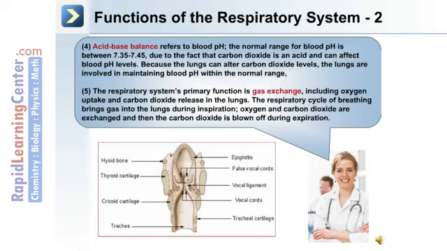The respiratory system's primary function is gas exchange. This includes oxygen uptake and carbon dioxide release in the lungs. The respiratory cycle of breathing brings gas into the lungs during inspiration, where oxygen and carbon dioxide are exchanged, and then carbon dioxide is blown off during expiration.